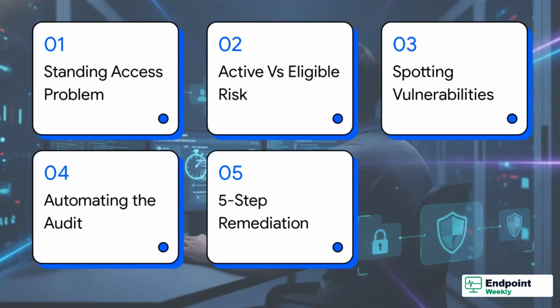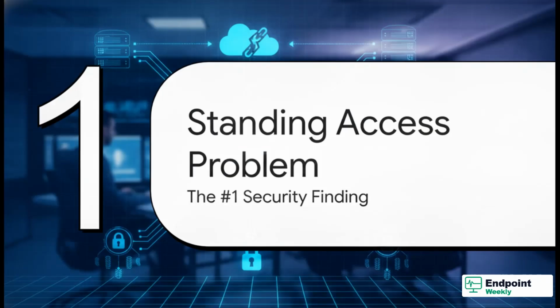Here's our roadmap for today. 1. The standing access problem. 2. Active versus eligible risk. 3. Spotting the vulnerability manually. 4. Automating the security audit. And 5. The 5-step remediation plan. Let's kick things off with Section 1, the standing access problem.